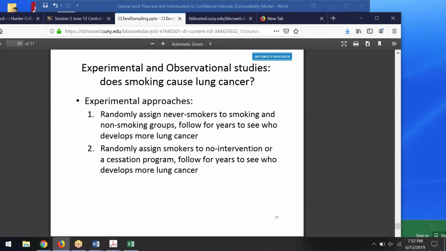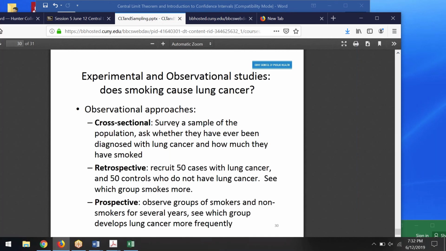Okay, so how about you randomly assign smokers to no intervention or a cessation program? You follow them prospectively. You follow them to see years later which of the two groups had more cases of cancer. That would be an experimental study.